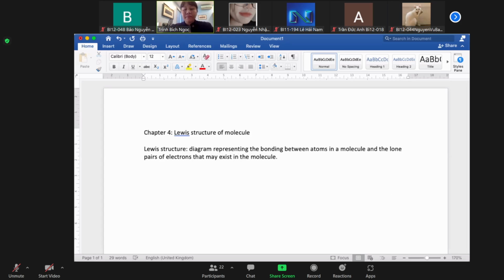Okay. So in the Lewis structure, you have present both the bonding, the type of bonding, and also the number of electrons that don't participate in the bond. Okay, we call them non-bonding electrons.